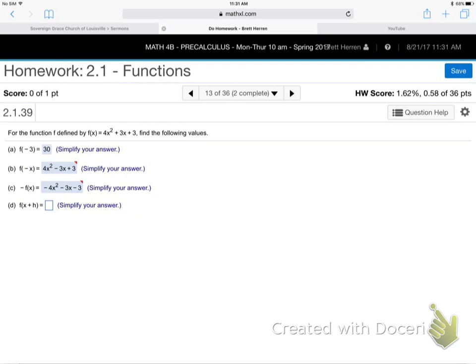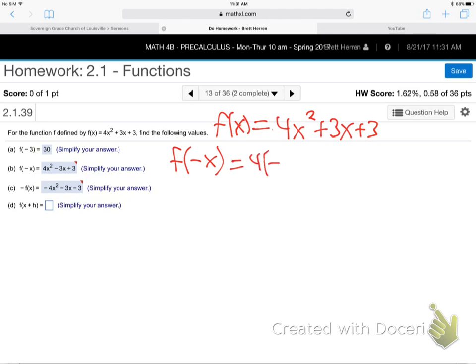All right, so now in part B, they're saying, let me write f of x up here. The original function f of x is 4x squared plus 3x plus 3. What's f of negative x? Okay, so this just means we're plugging negative x in for the x in the function, right? Remember when you plug into a function, you put parentheses around it when you plug it in? So let's do that.